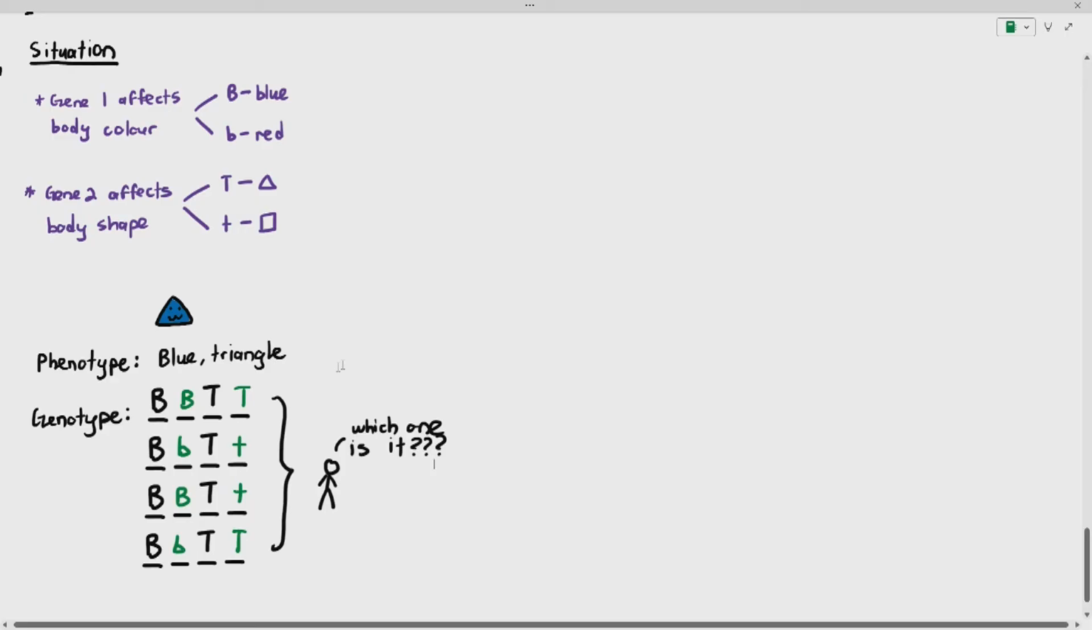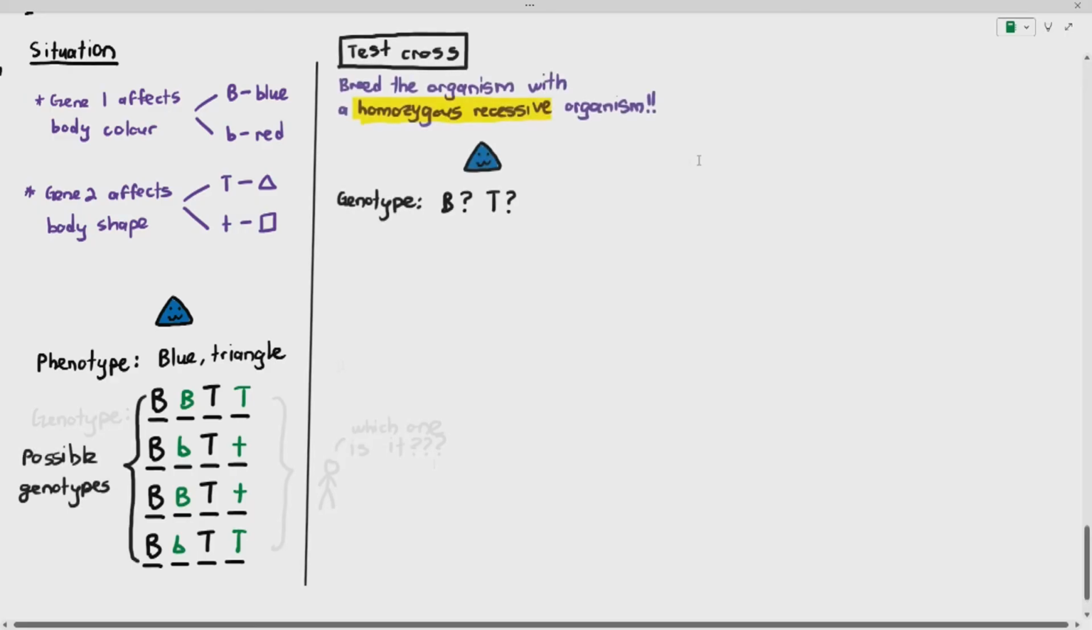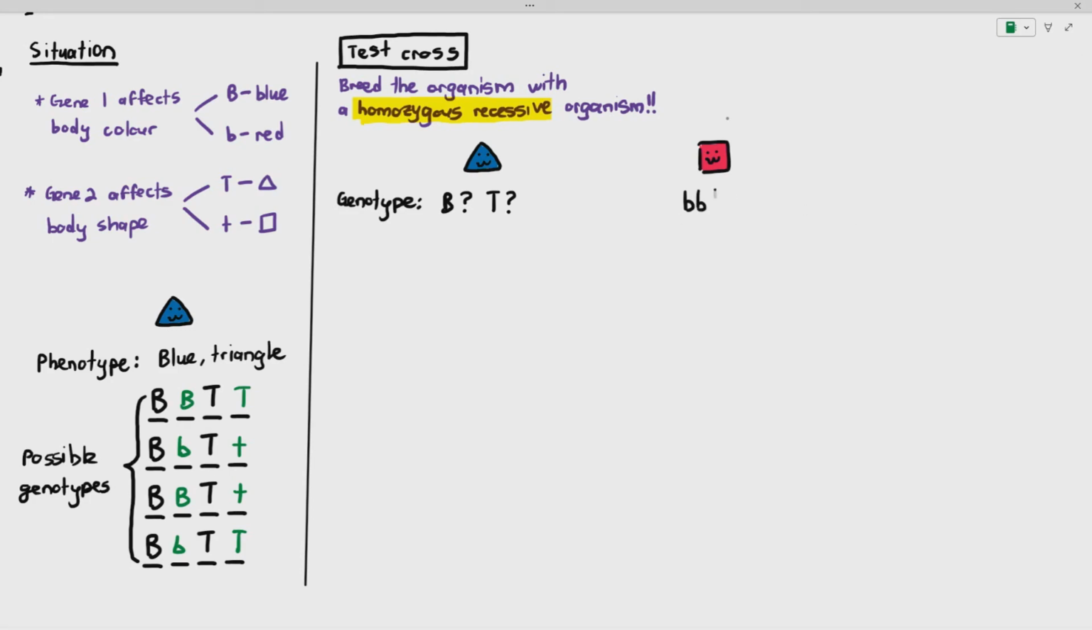Sometimes in the exam, they may just tell you that the parent is a blue triangle. They may not tell you the actual genotype. To find out the actual genotype of this parent, you have to do a test cross where you breed the organism with a homozygous recessive. What's a homozygous recessive? It is small b, small b, small t, small t, which is a red square. So in this case, we know that the red square parent will always produce a small b, small t gamete.